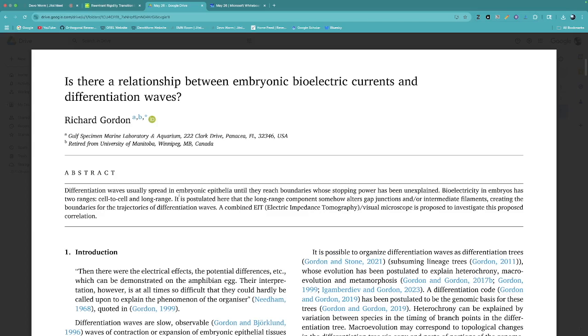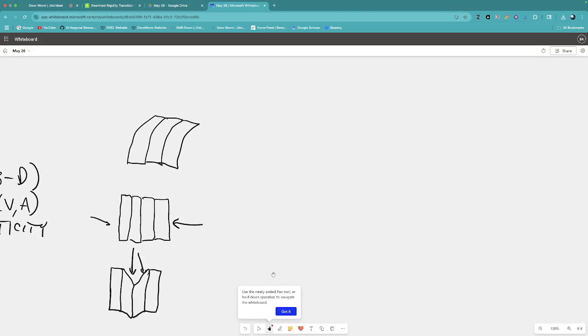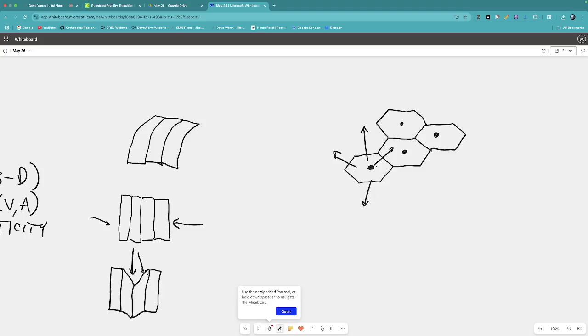The abstract continues: differentiation waves usually spread in embryonic epithelia until they reach boundaries whose stopping power has been unexplained. Bioelectricity in embryos has two ranges, cell to cell and long range. In bioelectric studies you usually have these local and global effects. We might have a sheet of cells, and I'll just draw some hexagons to keep this simple. A signal originates in this cell down here and sends its signal outward to the cells it's going to affect. So you can have a cell-to-cell relationship: cell A and cell B might have a reciprocal relationship, where A is affecting B and B is affecting A, and there's this coupling. That's a local relationship.